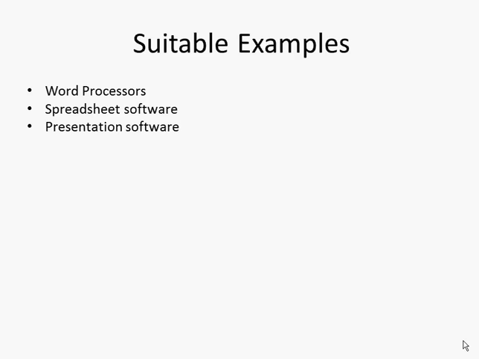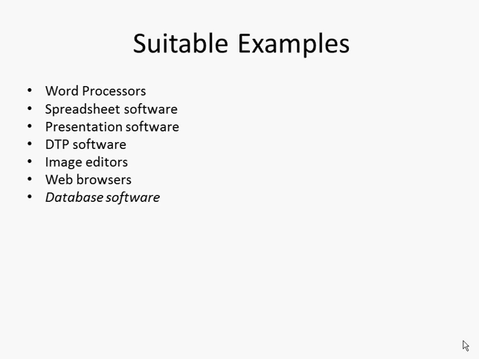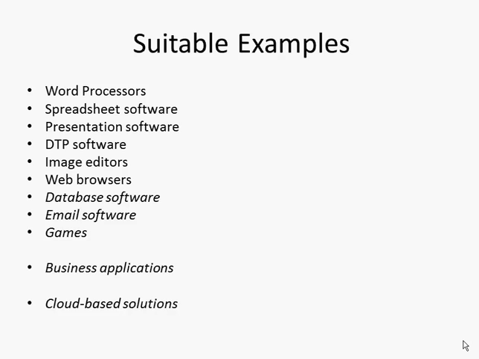So what are suitable examples? Word processors, spreadsheets, presentation software, DTP software, desktop publishing software, image editors, web browsers, and to a lesser extent you might get asked about database software, email software. Computer games are applications. You could also be asked about the type of applications that businesses typically use in order to help run their business. And you could also be asked about something called cloud-based solutions, which you may know a bit about already, but we'll talk about later in this video.